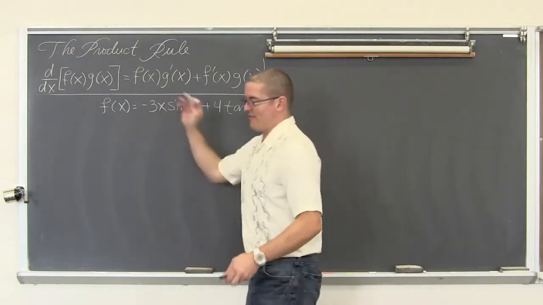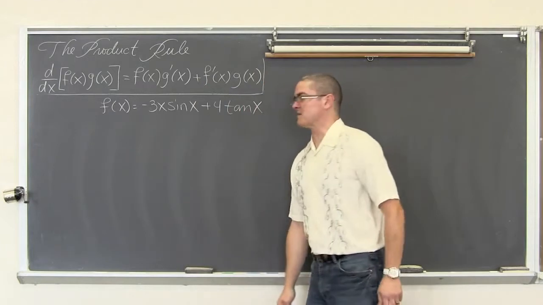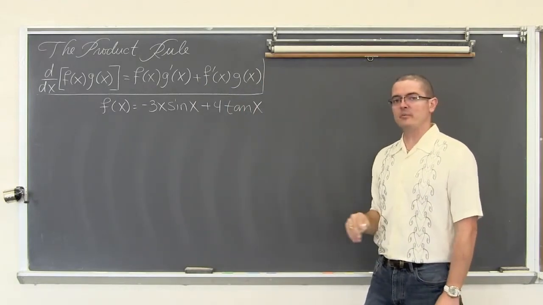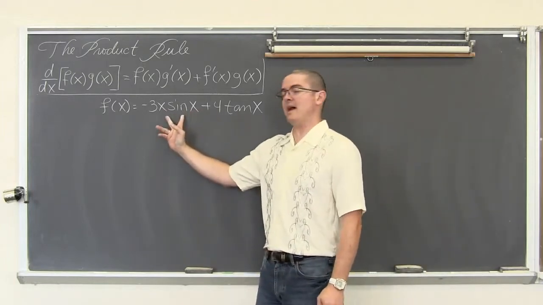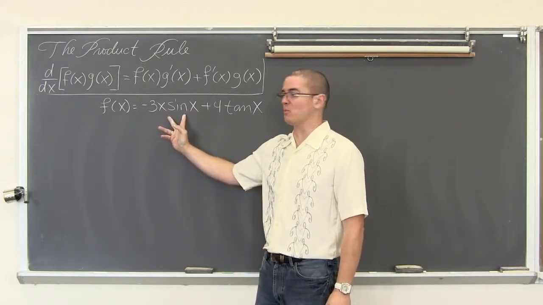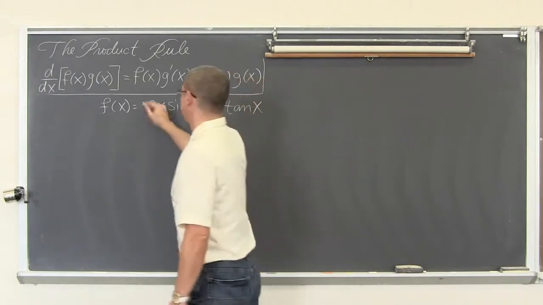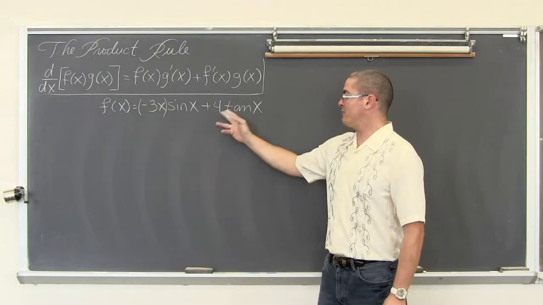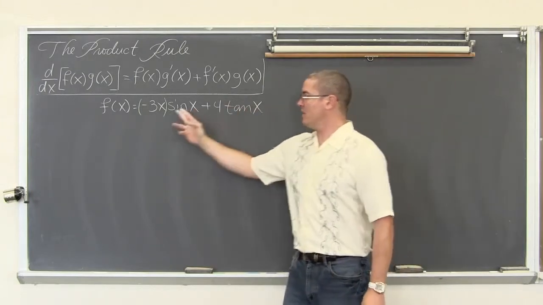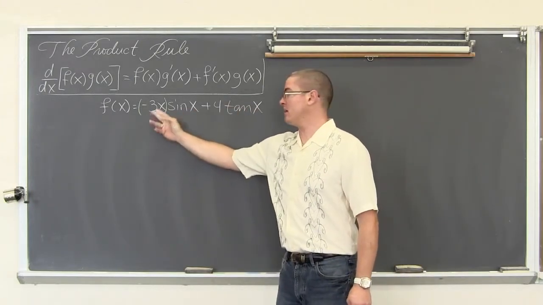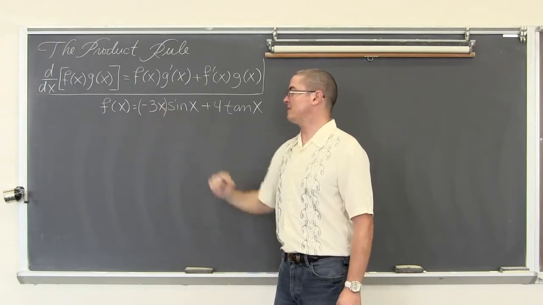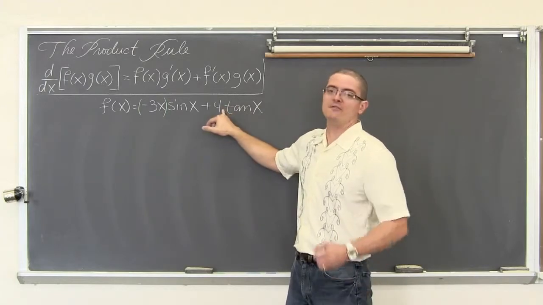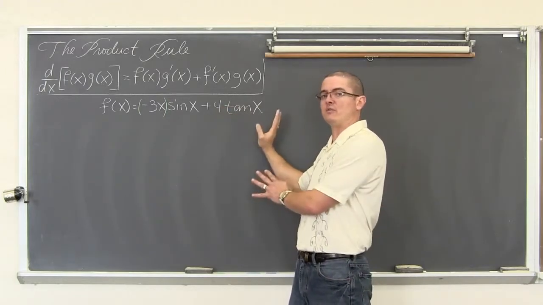Last example. We have f of x is equal to negative 3x sine of x plus 4 tangent of x. I chose this example because in one term we have to use the product rule. We basically have here negative 3x times the sine of x, and over here we have 4 tangent of x. So this is some stuff multiplied together. If I group this up, we have 2 factors multiplied together. Here we have that as well, but with the tangent of x, we have a constant. So we're going to use the constant rule for the second part of this.